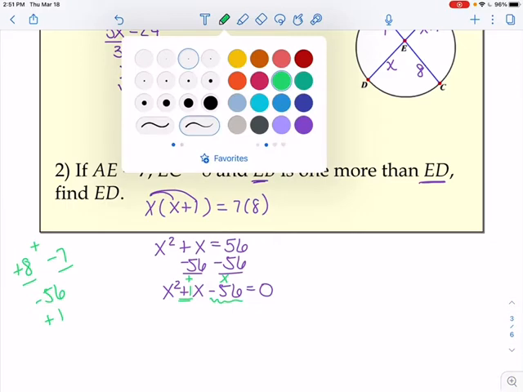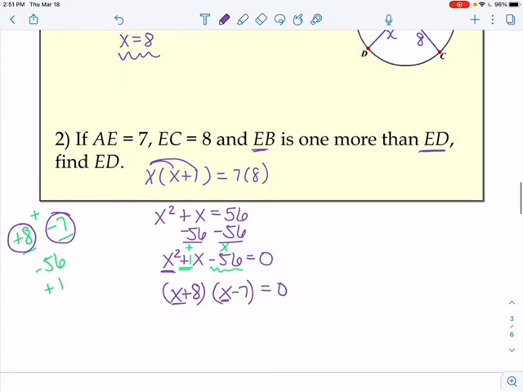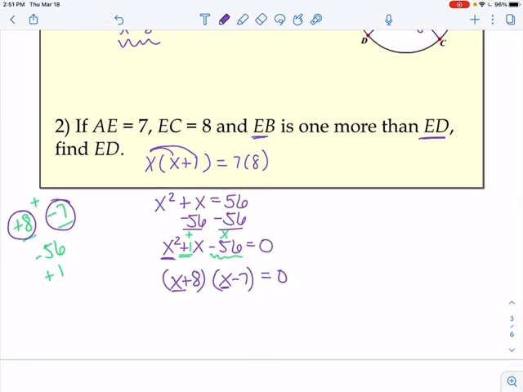So when I factor this, this is going to factor into two binomials. Again, first thing is always what times itself gives you that x squared. And the second thing going in there, in each one of those, are the two numbers that we found, the positive 8 and the negative 7. Okay, so now that's factored. So now to solve that, we're going to set each factor equal to 0 and solve.